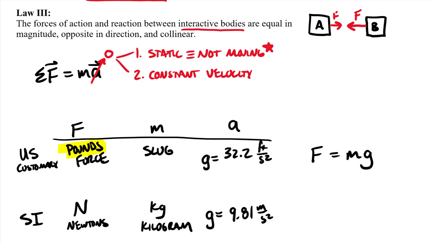A lot of SI problems will give you masses in kilograms, and they'll ask for forces in newtons. A lot of US customary problems will give you weights, which is the same thing as pounds force. But there are times you'll need a mass in US customary, especially if you're going to enter it into an equation. Anytime the m shows up, you need to divide that pounds force by 32.2 to end up with a mass in slugs. Really dial that in. It leads to a lot of needless errors by students. But I have confidence in you, and I know you're going to dial this in from the start. So that is Newton's second law, and how it provides a structure for engineering mechanics statics. Thanks for your attention today.